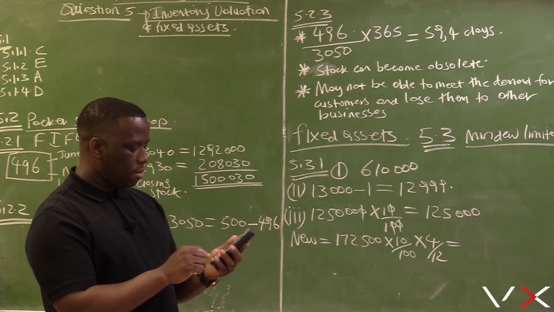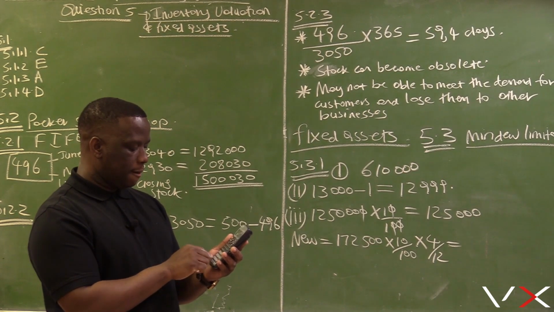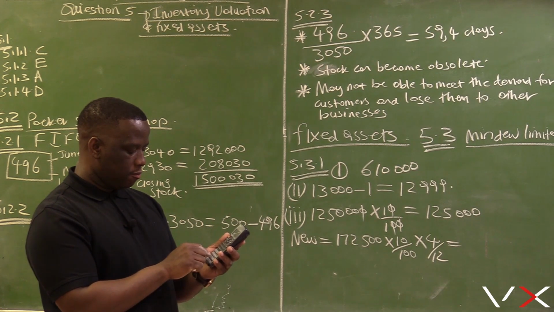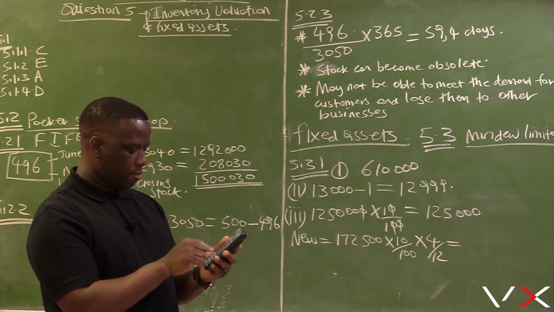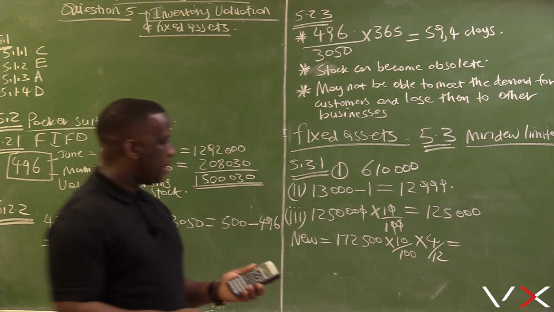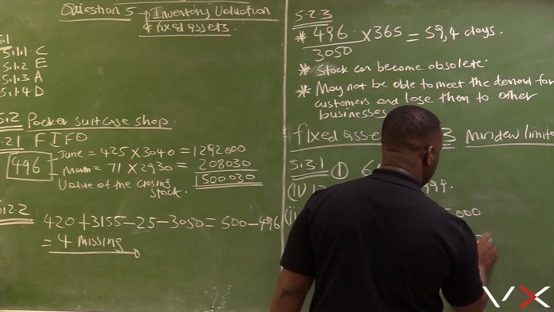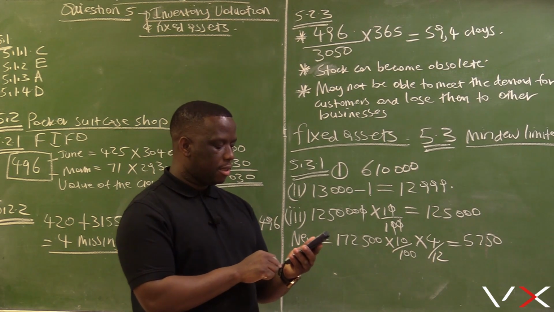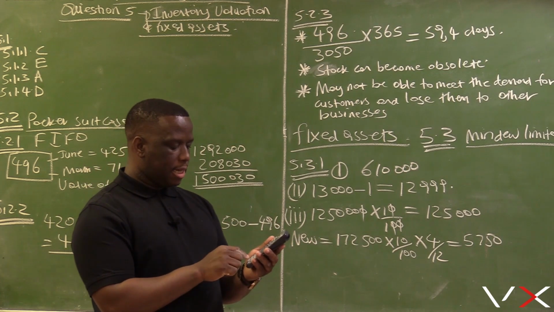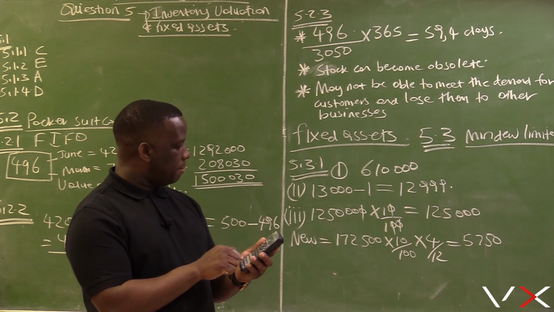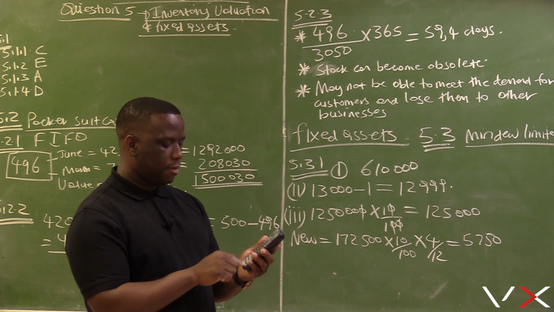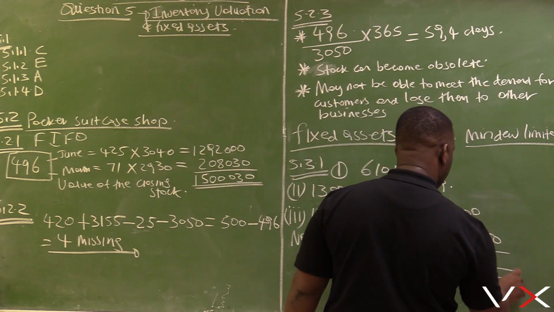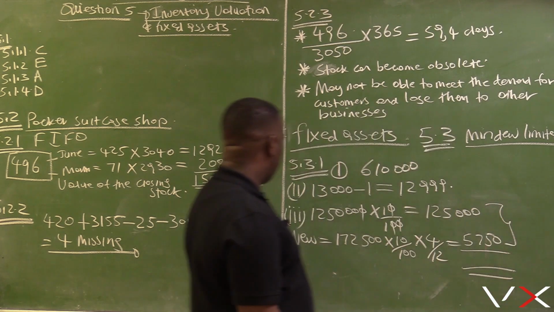So 172,500 multiplied by 10% multiplied by 4 months, that is 5,750. Let me double check this: 172,500 multiplied by 10% multiplied by 4/12 is 5,750. So this then brings us to the answer for Roman figure 3.